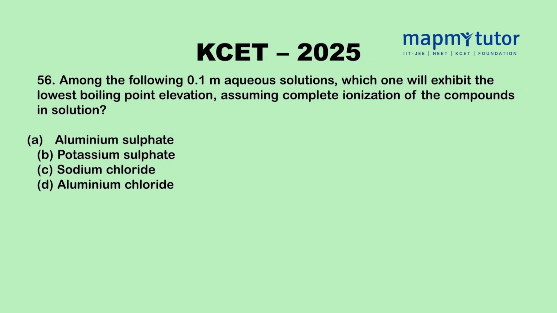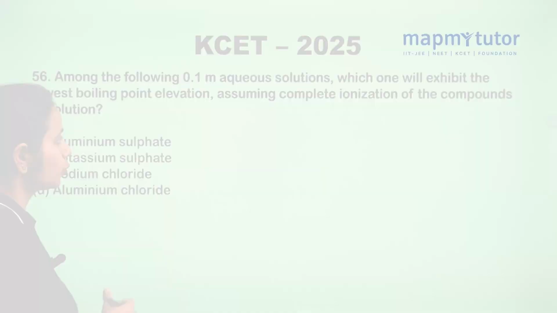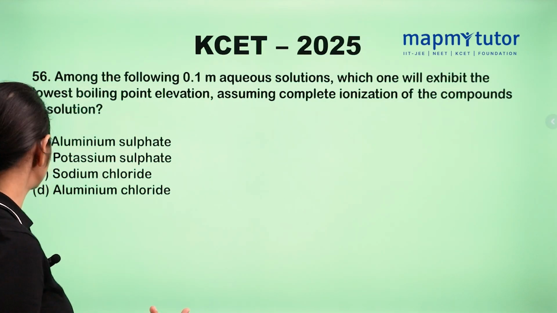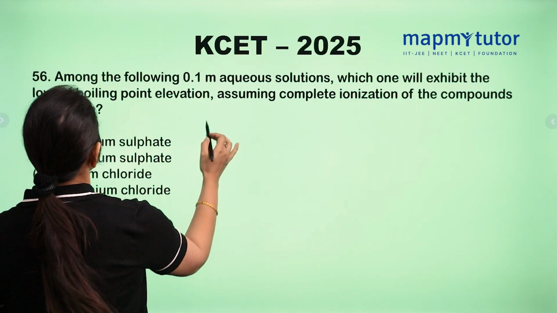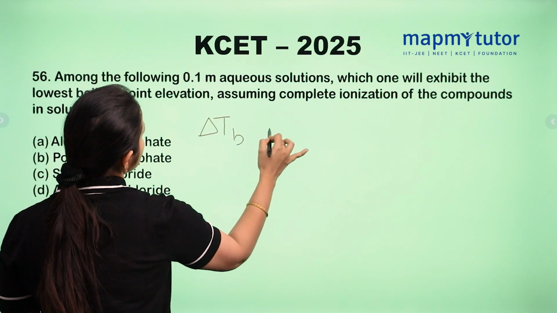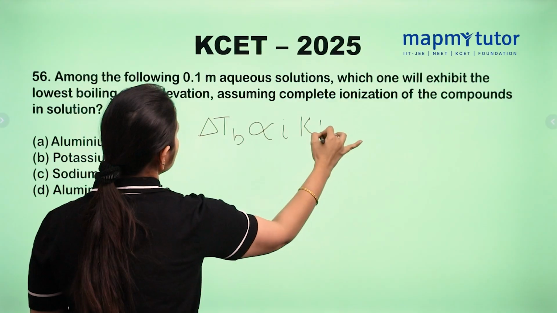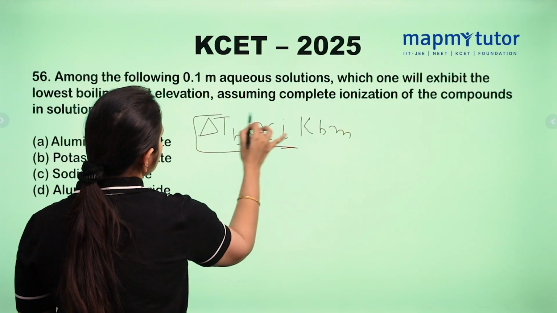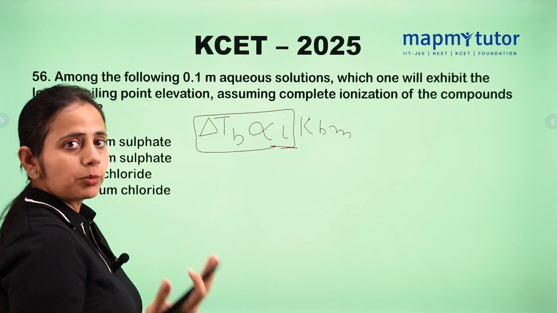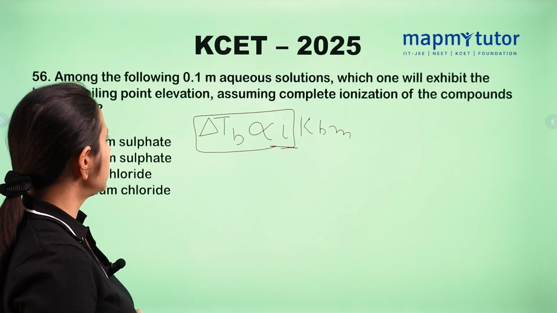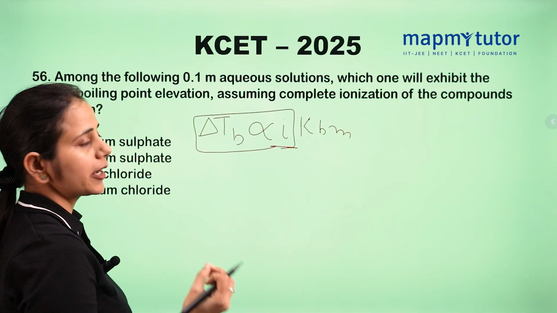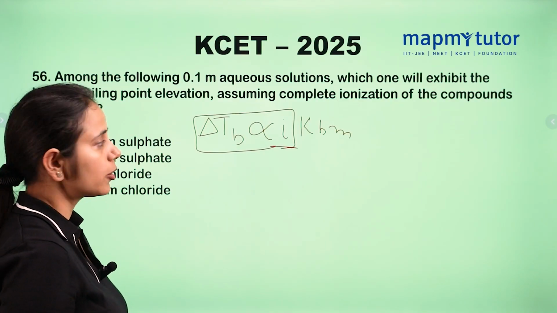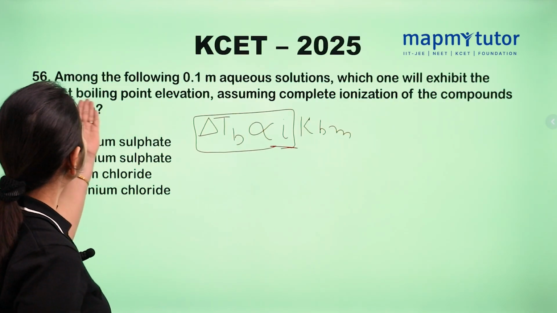Among the following 0.1 molar aqueous solutions, which one will exhibit the lowest boiling point elevation, assuming complete ionization of the compound in solution? So we are assuming that it will completely ionize. The formula for elevation in boiling point is delta Tb directly proportional to i kb m. So if a compound gives the lowest number of ions after ionization, it will have the lowest boiling point elevation.